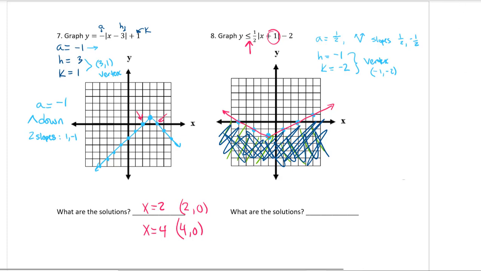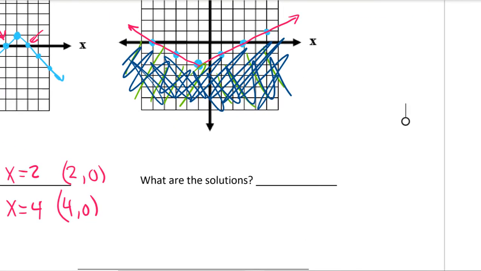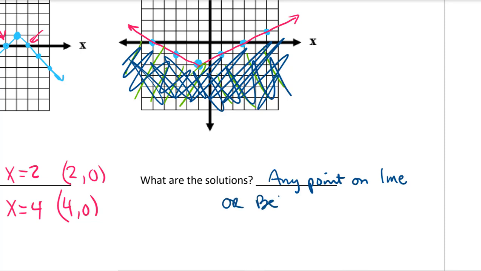So now let's talk about the solutions for this one. So the solutions are any point on the lines or below the lines.